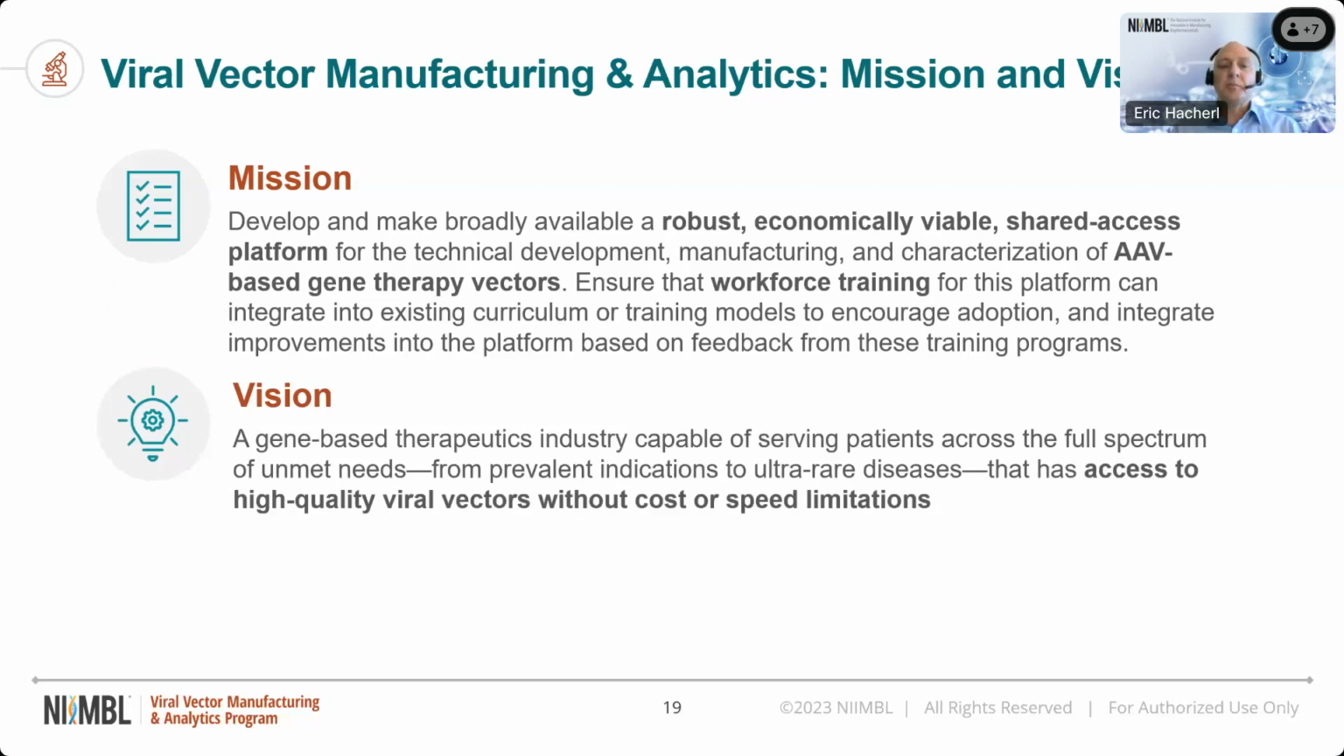So this is a mission and vision statement, and this is specific to the viral vector program team. So different from the mission and vision slide that you saw earlier that Chris went through for the NIIMBL overall. Fundamentally, our mission has two parts. And the first part, and the most important part for us to get right, is that we create an open source or shared access platform for AAV gene therapy based vectors. And so what that means is that we intend to develop a full platform, a manufacturing process that includes drug substance and drug product, and the analytical tools to support that process, that the platform is robust, that it is affordable or economically viable, and that it can be used for tech development, for manufacturing, and for characterization. So that is the fundamental mission for our program team.